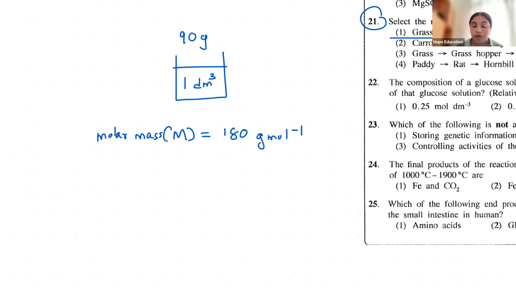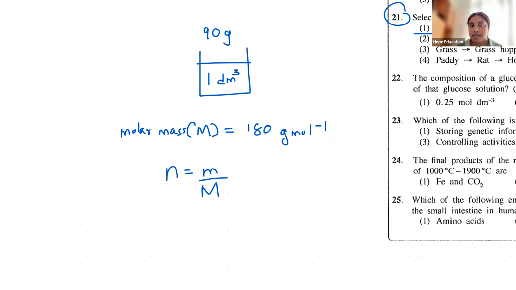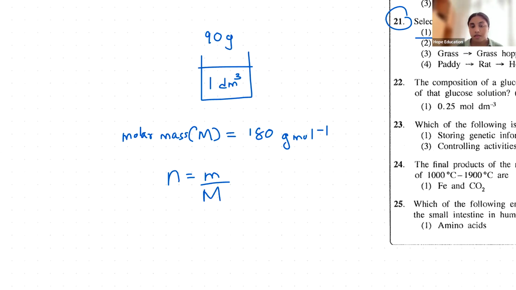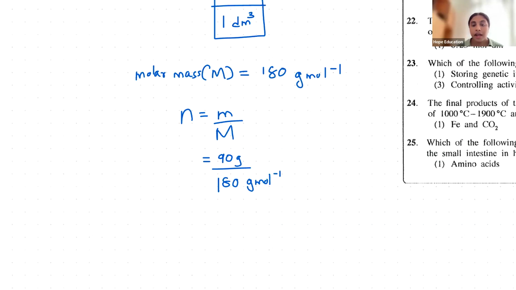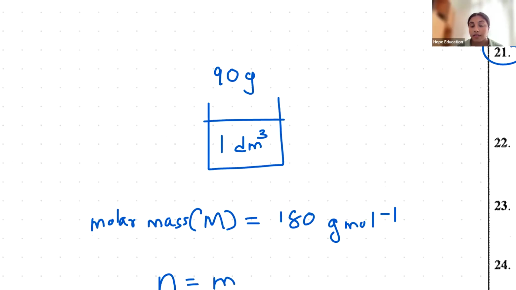Then I'm going to find the number of moles. To find the number of moles, we use n equals m over M. The mass here is 90 grams. Molar mass we got as 180 grams per mole. When we divide, 90 times 1 is 90, 90 times 2 is 180. So the answer is 0.5 moles. That means when there's 90 grams of glucose, there are 0.5 moles.